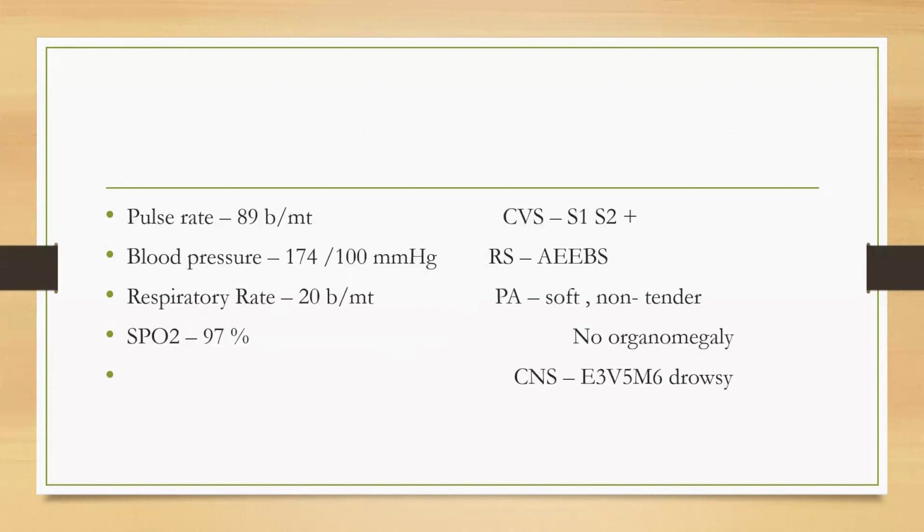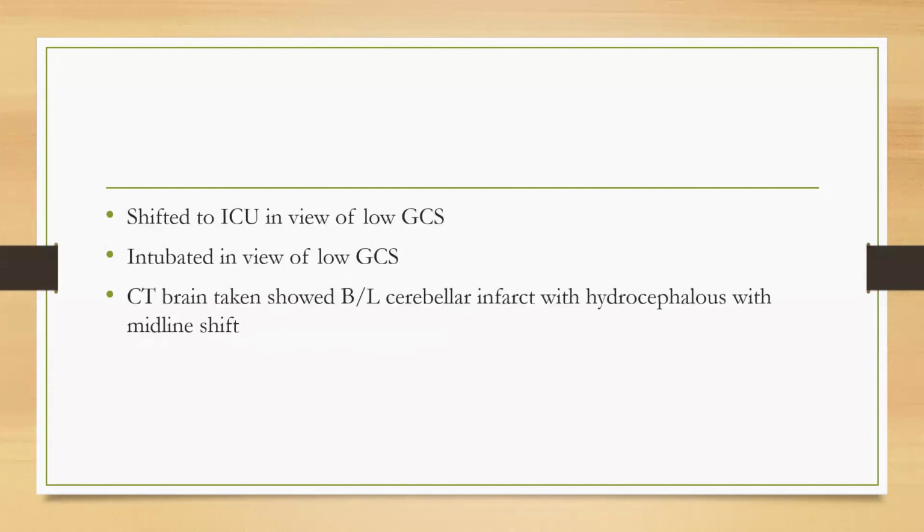On arrival, his pulse rate was 89, blood pressure was 174 by 100, respiratory rate was 20, saturation was 97. Cardiovascular examination: S1, S2 present. RS: air entry equal on both sides. Per abdomen examination: soft, non-tender. CNS: E3, V5, M6, and the patient was drowsy. So he was shifted to ICU in view of low GCS.